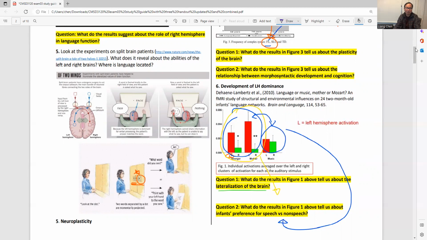But because the right hemisphere controls the activity of the left side of the body, they will be able to pick up the item, or point to it, or draw it.